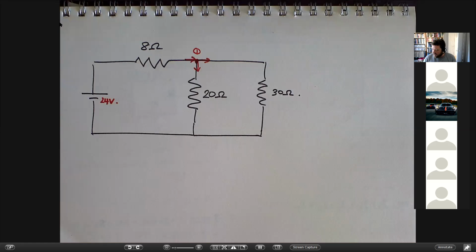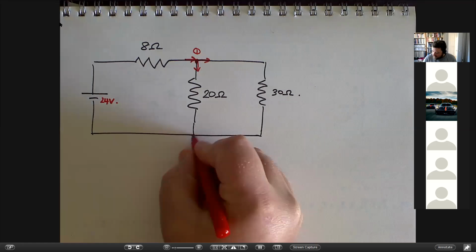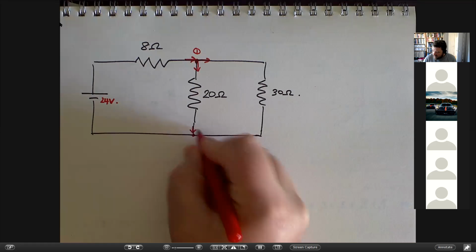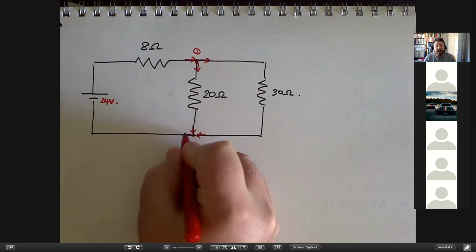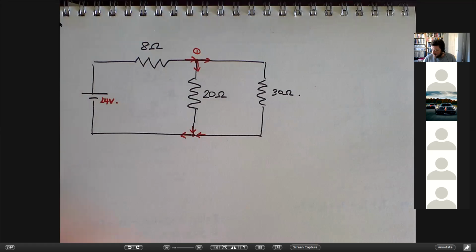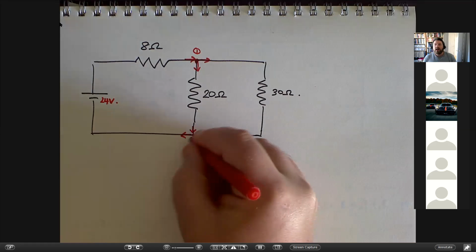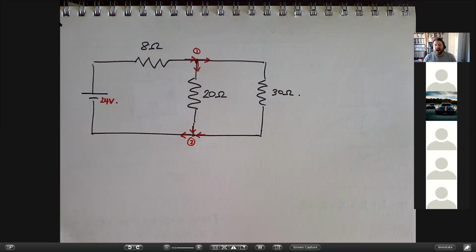Right, and then I'm going to look for another junction. Here we're going to have current going in and current going out. Let me call that junction number 2. As far as I can tell, there are no other interesting junctions in this circuit, so I'm just going to leave those ones.